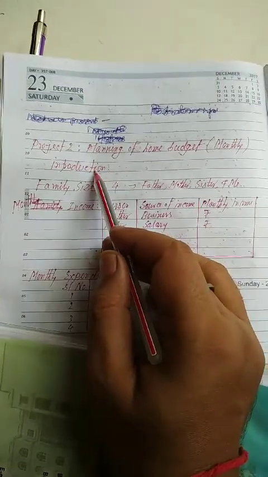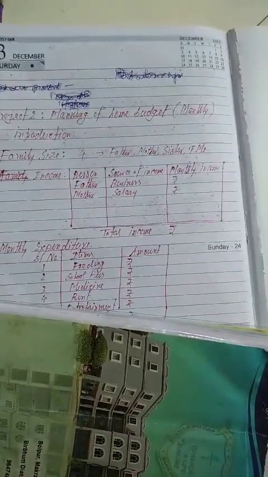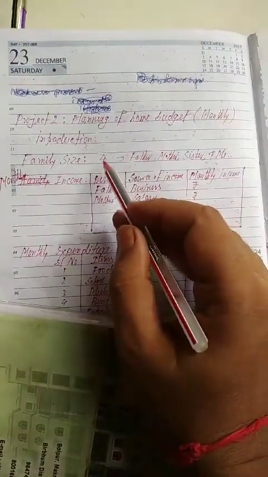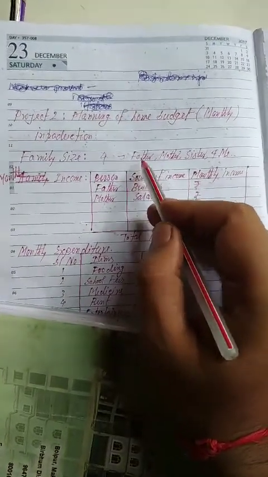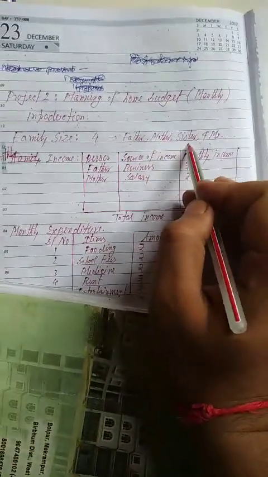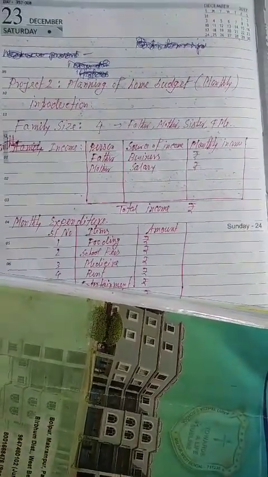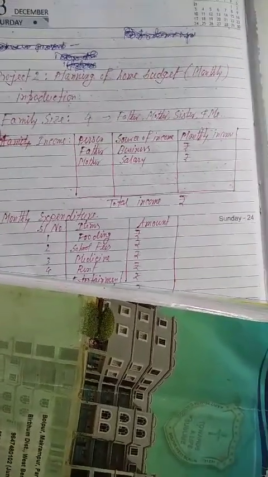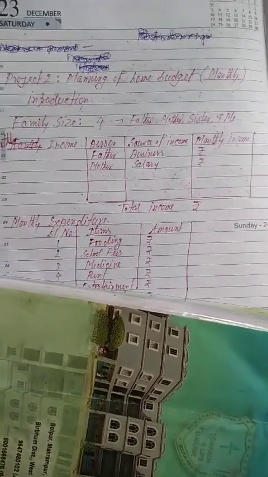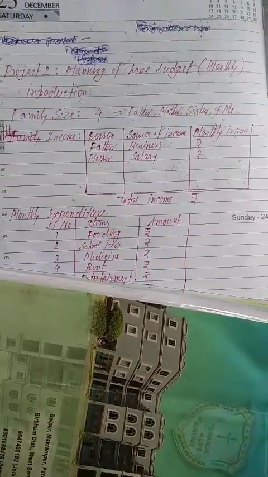Here also you have to give the introduction for the home budget. Then inside the project, in detail you have to write the family size. Family size means how many family members are there in the family. Suppose some family has 4 members: student's father, student's mother, student's sister, and the student, meaning yourself. Some families have 5 members, some have 6. So according to your family size, you will write your family members and give their introduction, who they are: your grandfather, grandmother, mother, father, whoever is there.